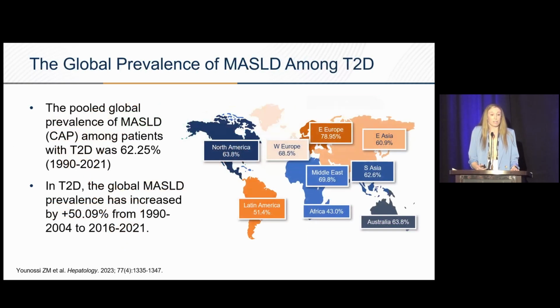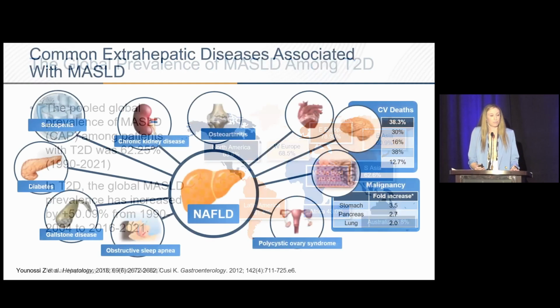MASLD is more common in patients with type 2 diabetes, over 60%. I'll say that again, over 60% of patients with diabetes are going to have MASLD, and this prevalence has increased by 50% since the 1990s. So this really does show that MASLD is a major metabolic complication of diabetes.